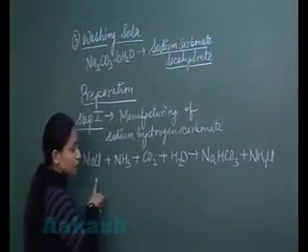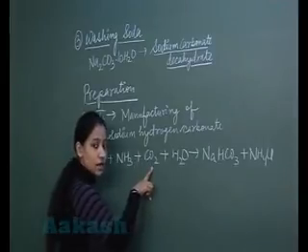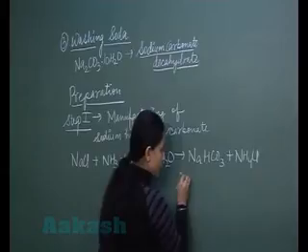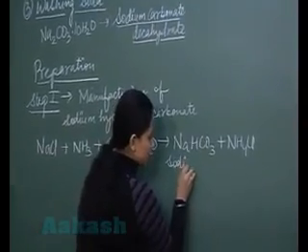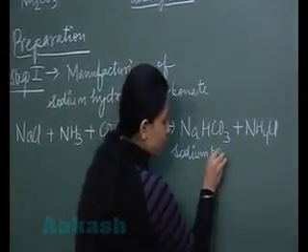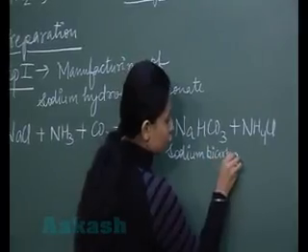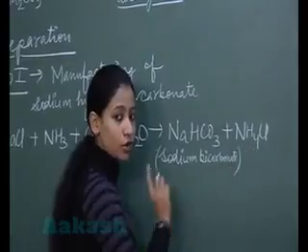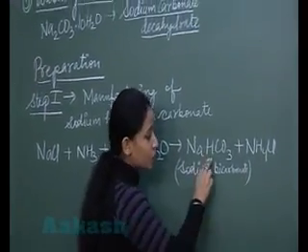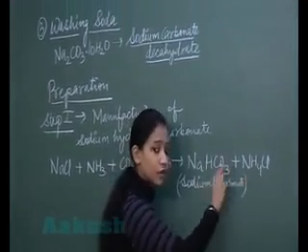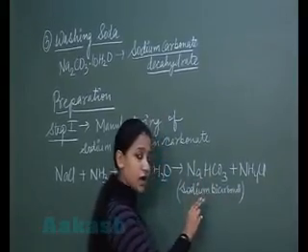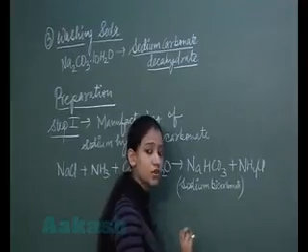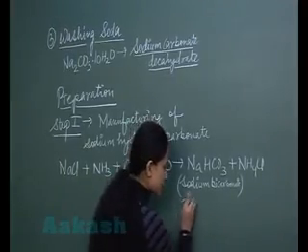So students, when sodium chloride reacts with ammonia, with carbon dioxide and with water, we get two products. One is sodium bicarbonate, which is also known as sodium hydrogen carbonate, along with the formation of ammonium chloride. Now students, sodium hydrogen carbonate and ammonium chloride differ in their properties. Sodium hydrogen carbonate is sparingly soluble in water, which means that it is only partially soluble in water.